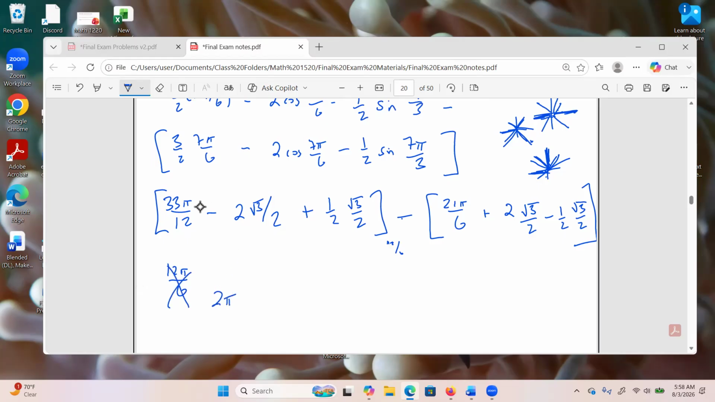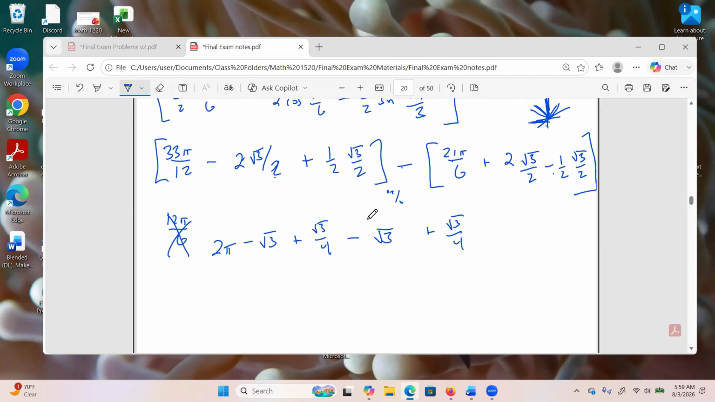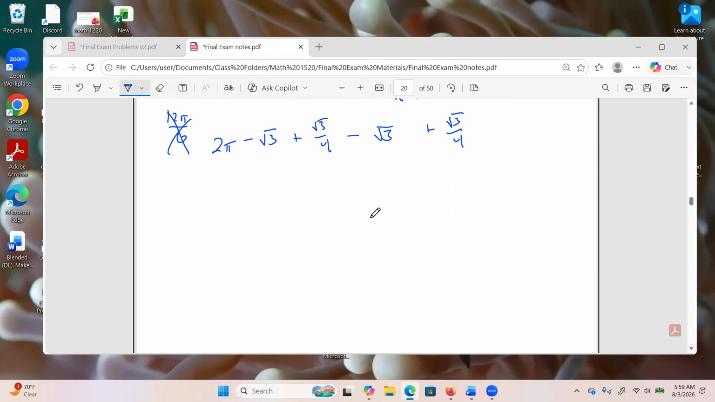And then we've got to go ahead and figure out a lot of this stuff. So we have minus the square root of 3, right? Because these guys are going to cancel, plus square root of 3 over 4. And then we have to be kind of careful. We use this one up. We're going to distribute the negative sign. So minus square root of 3. And again, distribute the negative sign. So we're going to end up with plus square root of 3 over 4. And that's pretty much where we are with figuring this out.